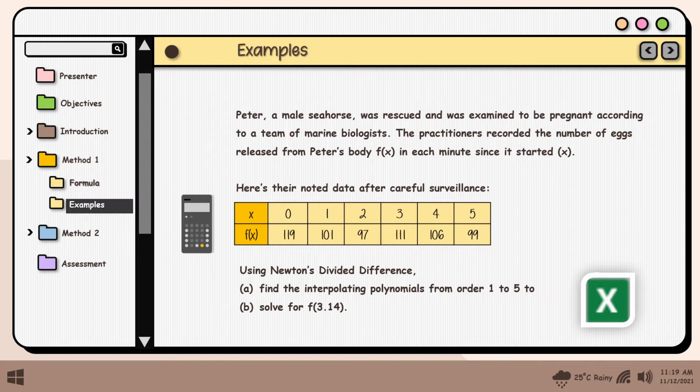Peter, a male seahorse, was rescued and was examined to be pregnant according to a team of marine biologists. The practitioners recorded the number of eggs released from Peter's body in each minute since it started. So f of x represents the number of eggs released, and x represents the minutes it has passed since he started releasing eggs. Here's their noted data after careful surveillance. Using Newton's divided difference, let's find the interpolating polynomials from orders 1 to 5 for us to solve for f of 3.14.